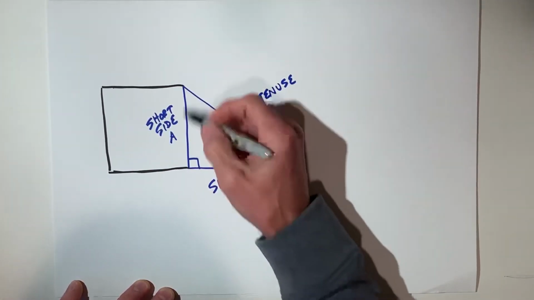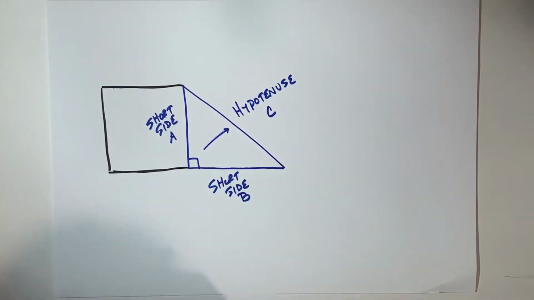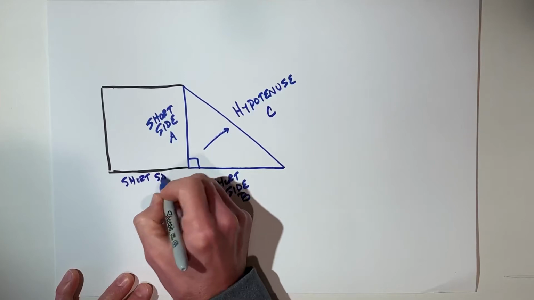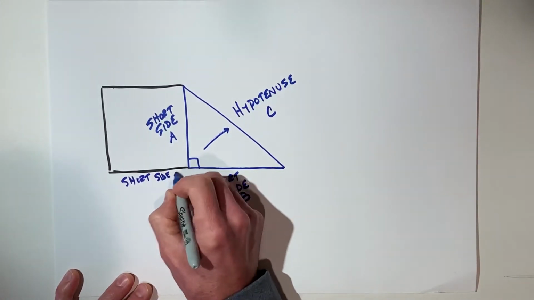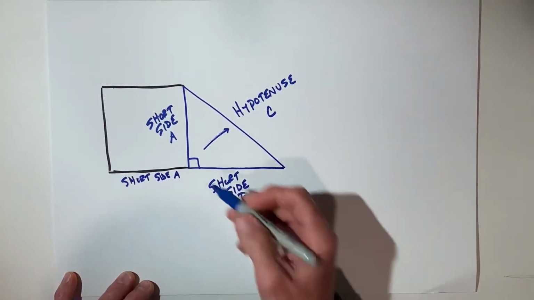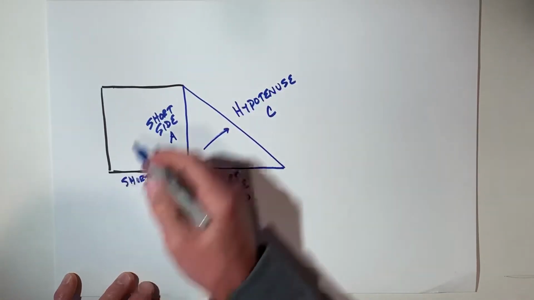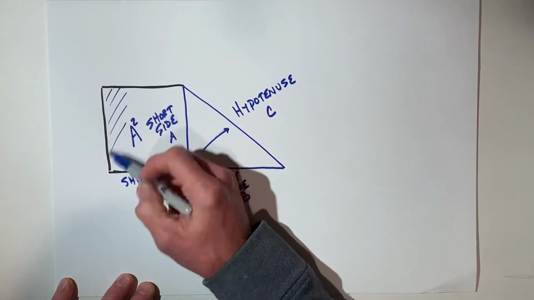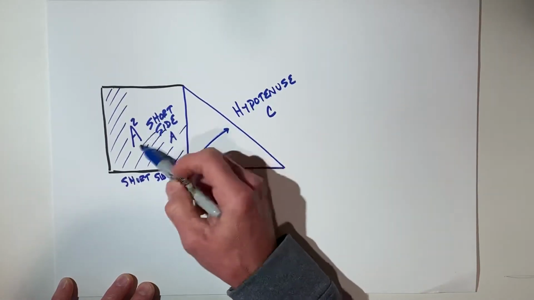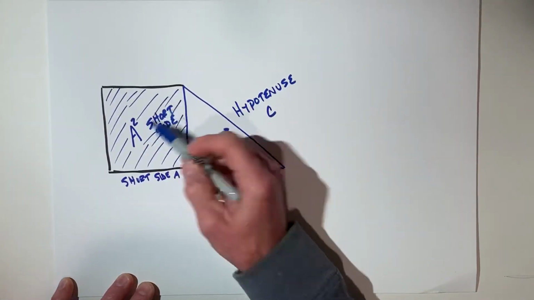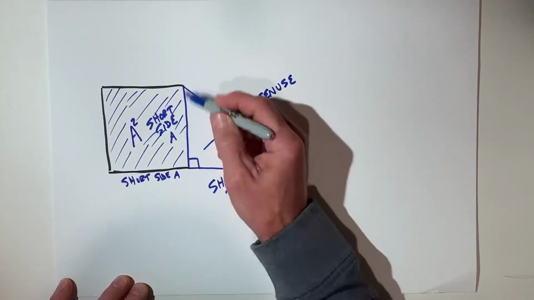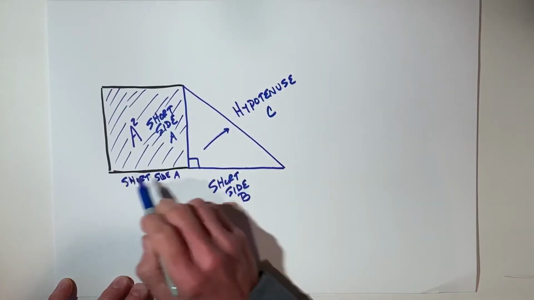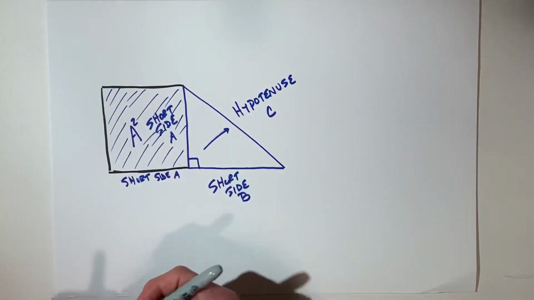So if this is short side A, then down here, this would be short side A as well. And then if we multiplied A times A, we would get something called A squared, right? That would be the area of this square. So whatever the side was here, 2 would be times 2, 5 would be times 5, 7 would be times 7, and that would give us the area of that square.